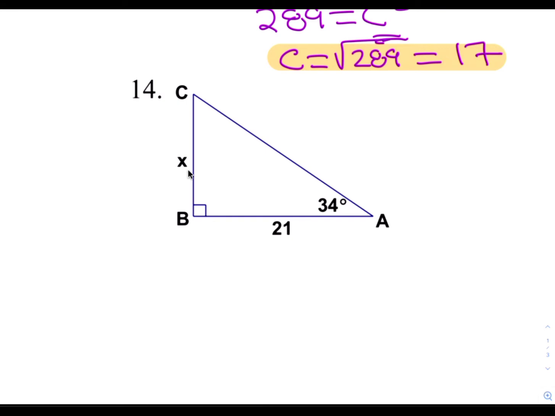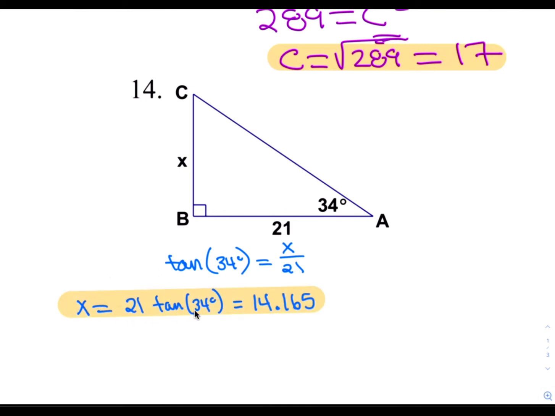All right, solving for x in number 14, we notice that x is the opposite side of the angle 34, and 21 is the adjacent side. So that means we're going to use tangent. So we can say that the tangent of 34 degrees equals opposite over adjacent, which is x over 21. We'll multiply by 21 on both sides. So x is going to equal 21 times the tangent of 34. Let's put that in the calculator to get our answer. All right, we're getting x equals 21 times the tangent of 34 degrees, which is 14.165.